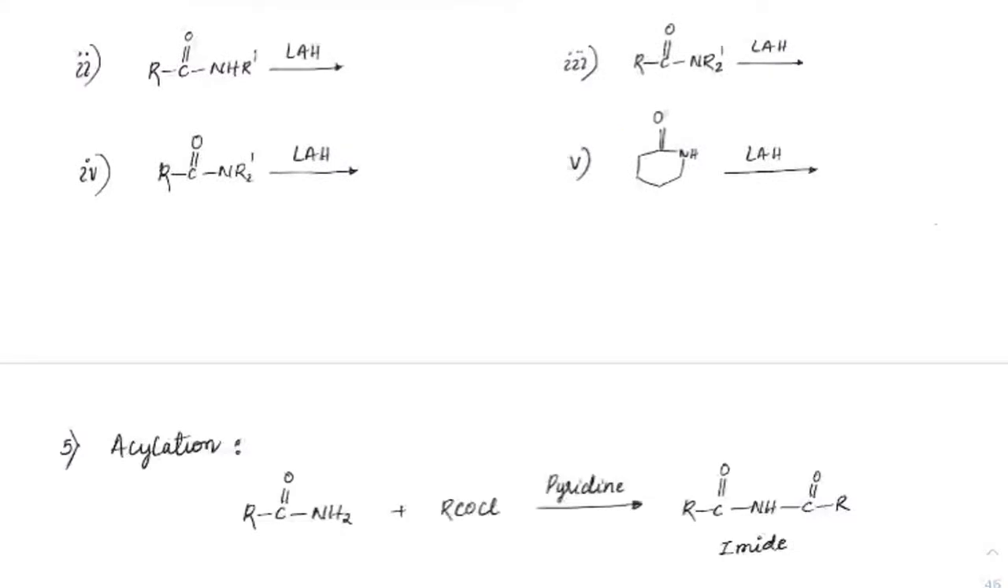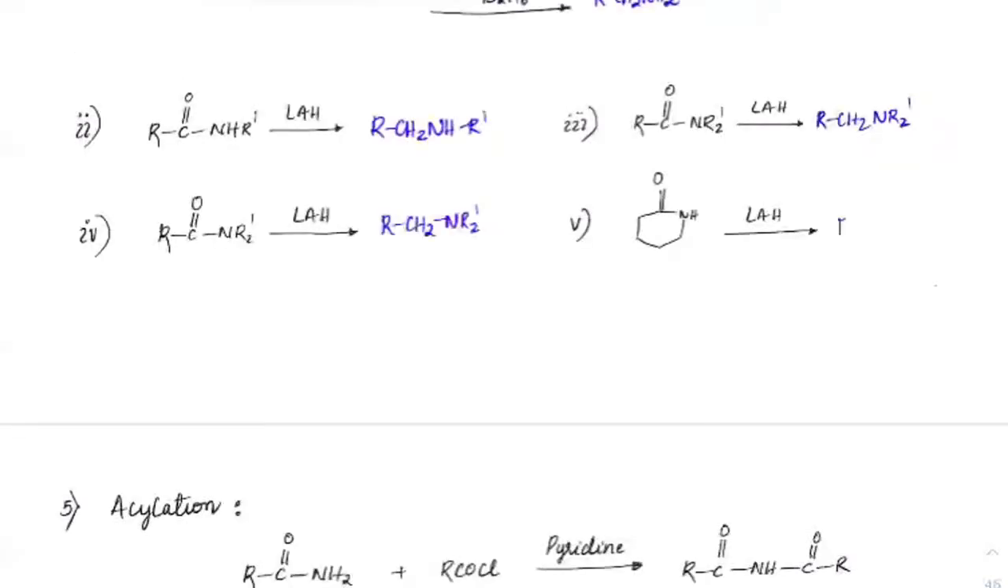Next, in case you have a substituted form, then the same products: CH2NHR', here CH2NR2', here CH2NR2', and here we have a cyclic form with NH and this one. So these are the product formations which we can observe.